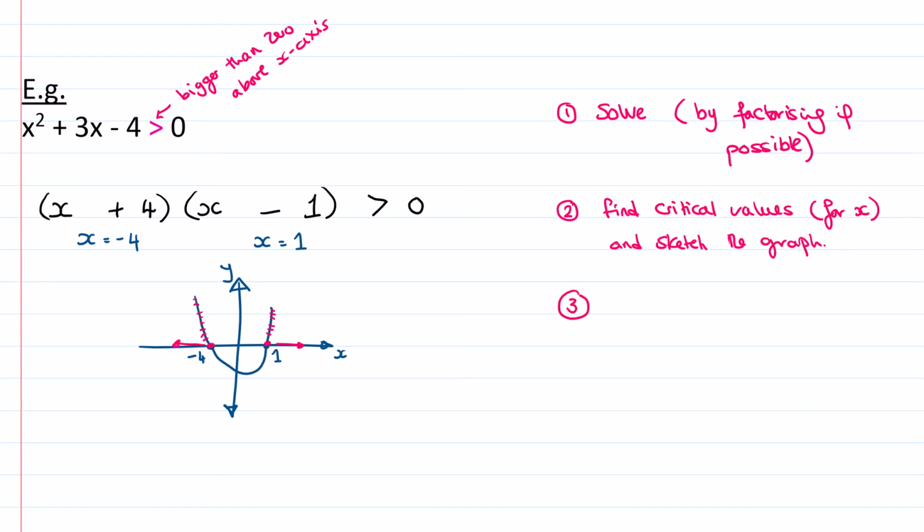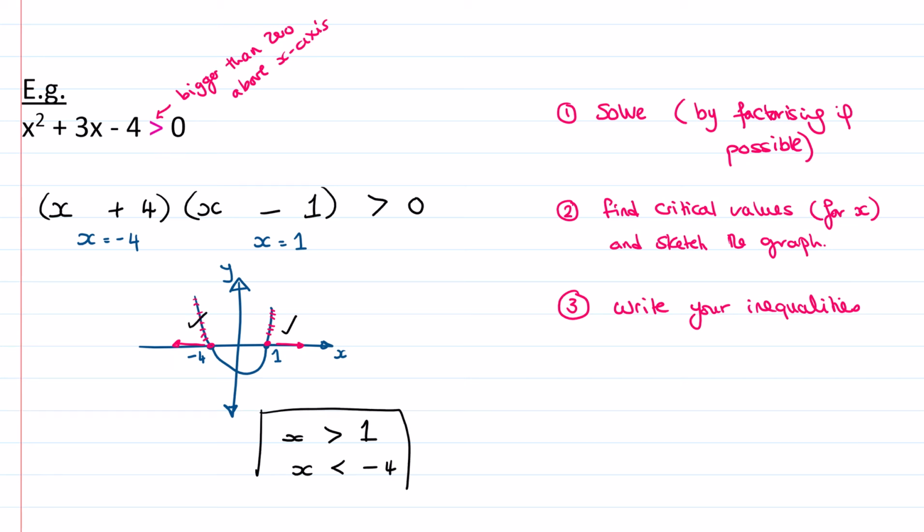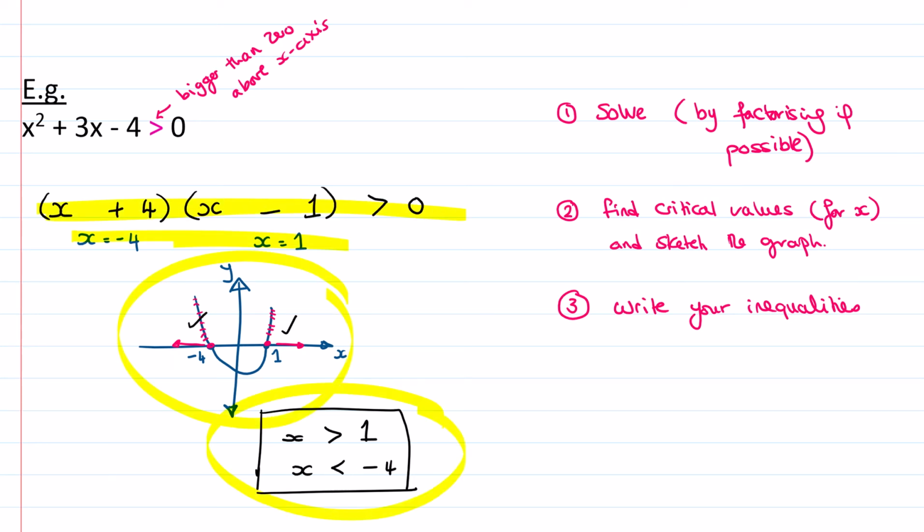And you write your inequalities, which are your answers. So the final answer is x is bigger than 1, which is that section, and x is smaller than -4, which is that section. These are your answers. And when you come to do your own working, your own classwork, make sure that you have that and the graph and the final answer. So you need to have all four.